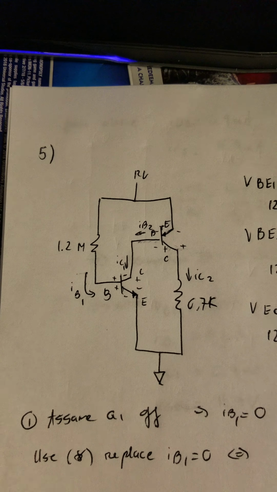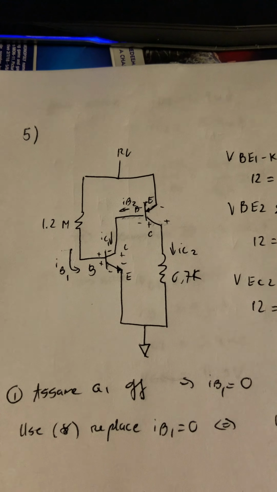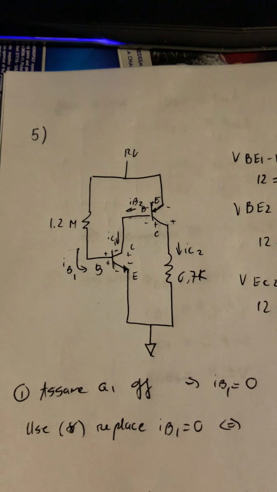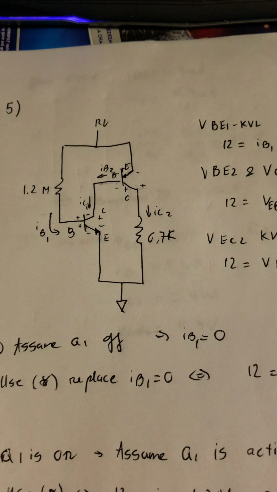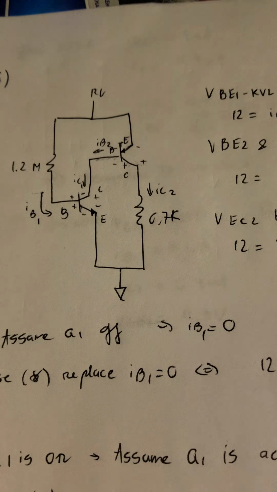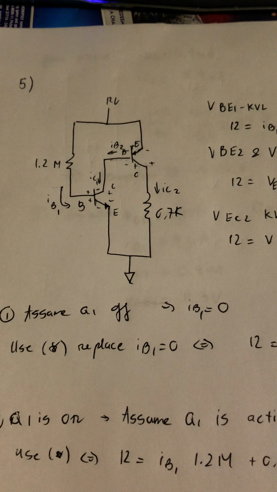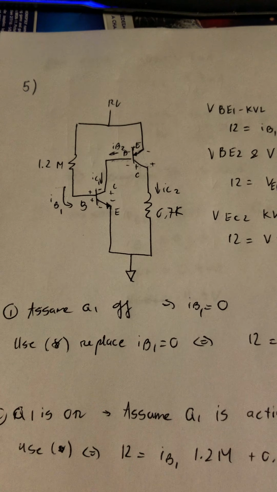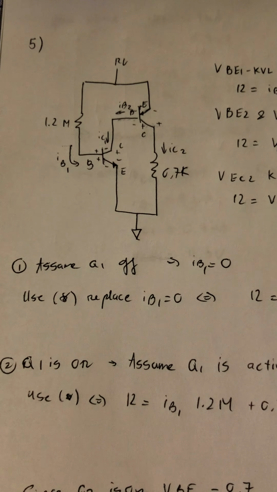Number 5, which asks us to find the current going to the base of the transistors, the current going to the collectors of the transistors, and the voltage between the base and the emitter, and the voltage between the collector and the emitters of both transistors. And we're assuming the transistors have a beta of 100.